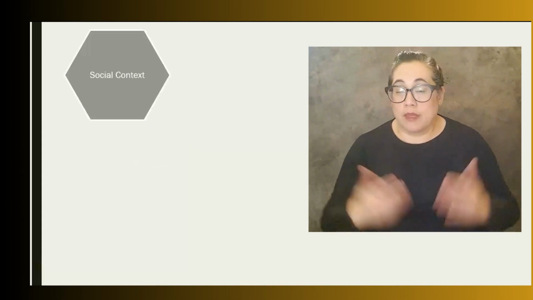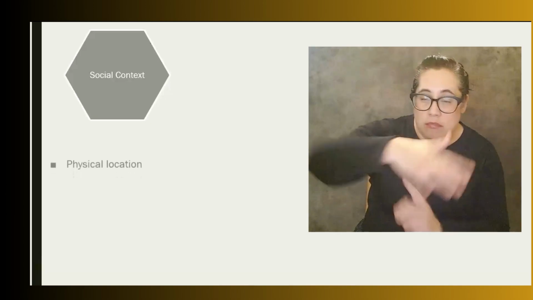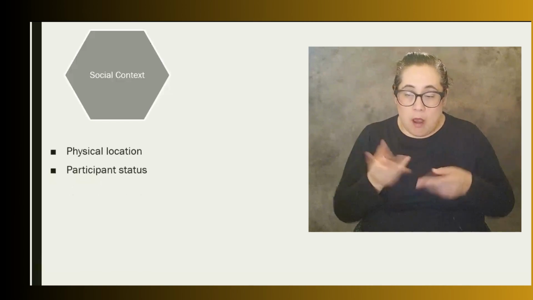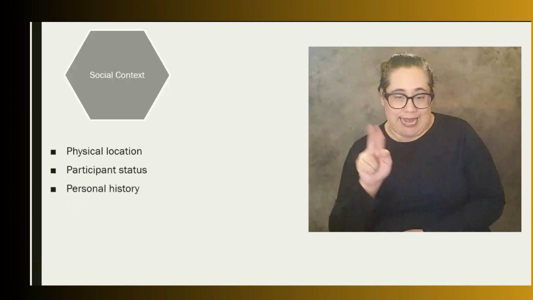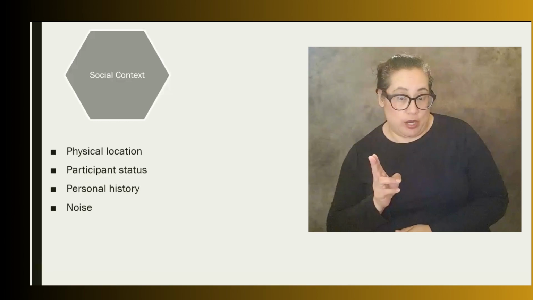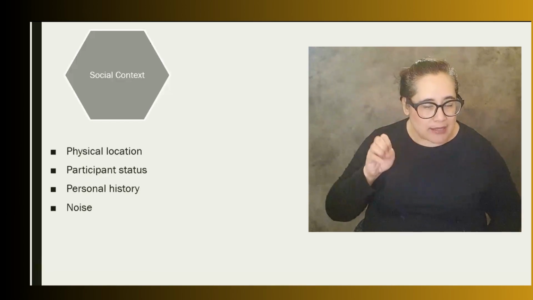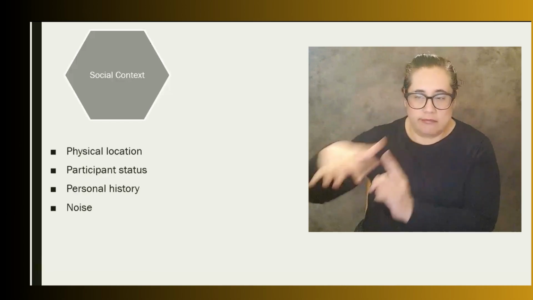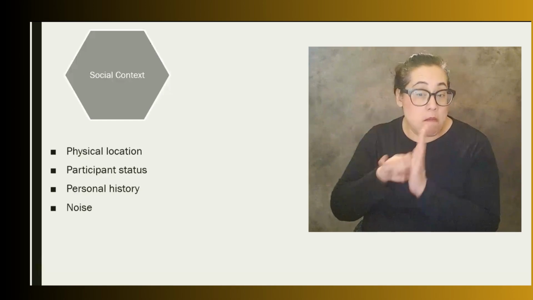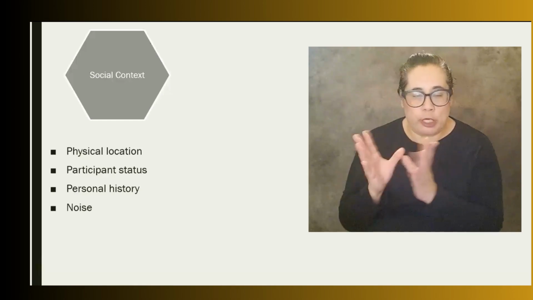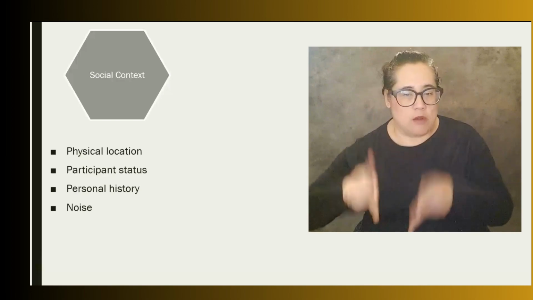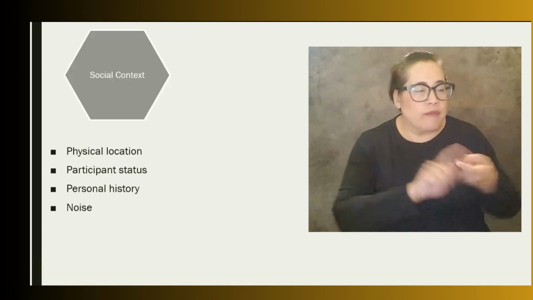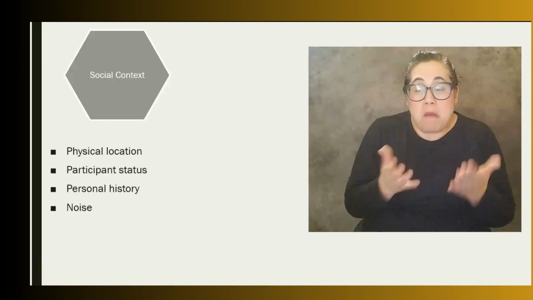Social context includes several aspects, including physical location, participant status, personal history, and noise. To better understand these aspects, let's imagine a conference setting. For example, imagine interpreting at a conference. Everyone attending the conference is a professional. People communicate differently in that professional setting than they would with friends at home or during a personal medical appointment.